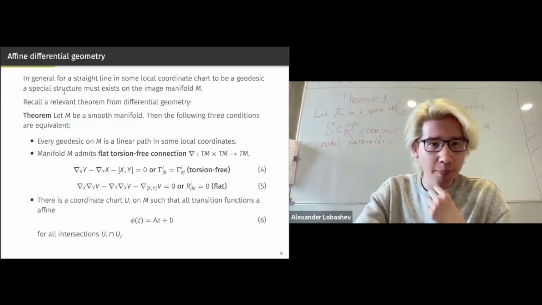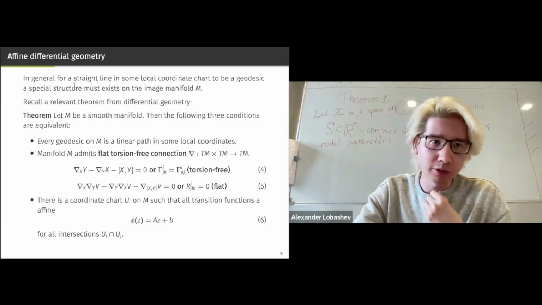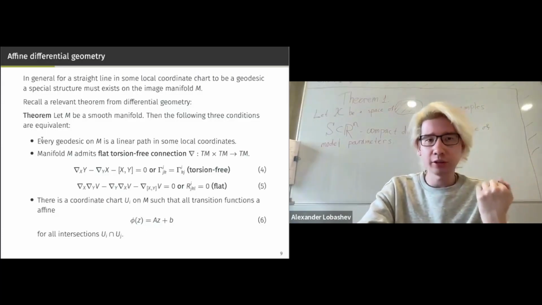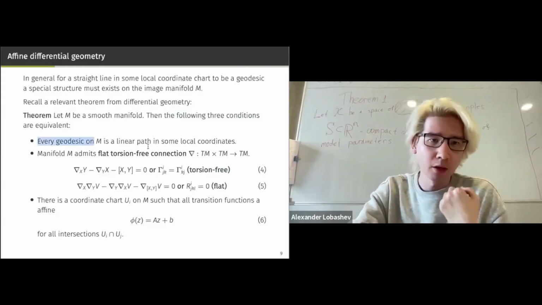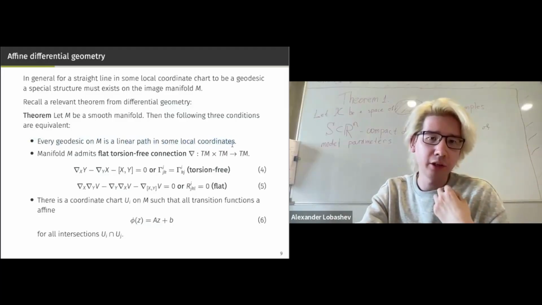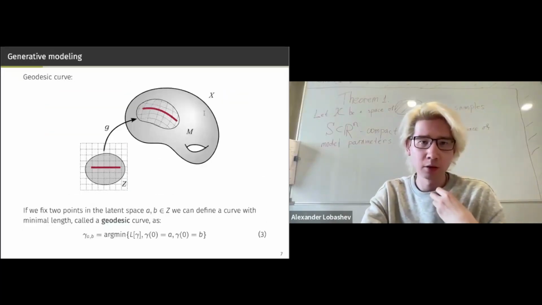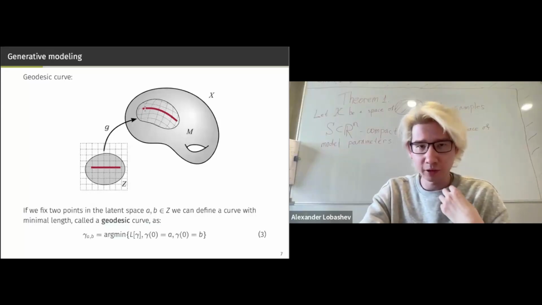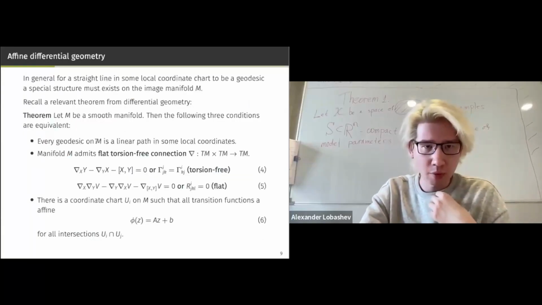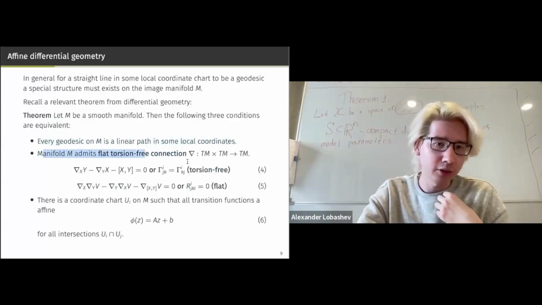And okay, let's state this more strictly. There are several conditions which are equivalent. First is that every geodesic on M is a linear path in some local coordinates. So here we have a path on our manifold of images, and we have these coordinates, and in these coordinates the geodesic is actually a straight line. So this is the first condition.